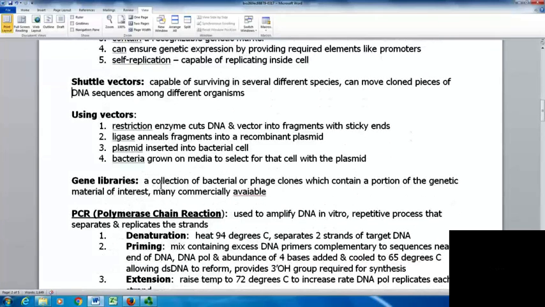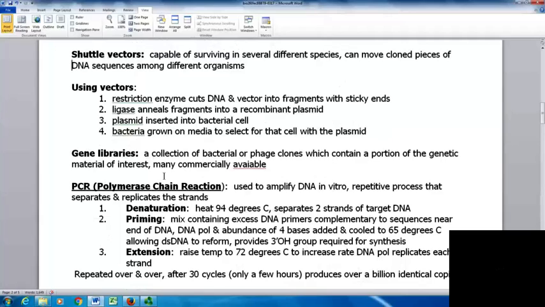When you're using vectors, a restriction enzyme is going to be used to cut the DNA and the vector into fragments that are going to have sticky ends. By using the same restriction enzyme, their sticky ends should be complementary to each other. The enzyme ligase will anneal the fragments into a recombinant plasmid. The plasmid is then inserted into a bacterial cell, and the bacteria is grown on a media that will select for the cell that has the plasmid.